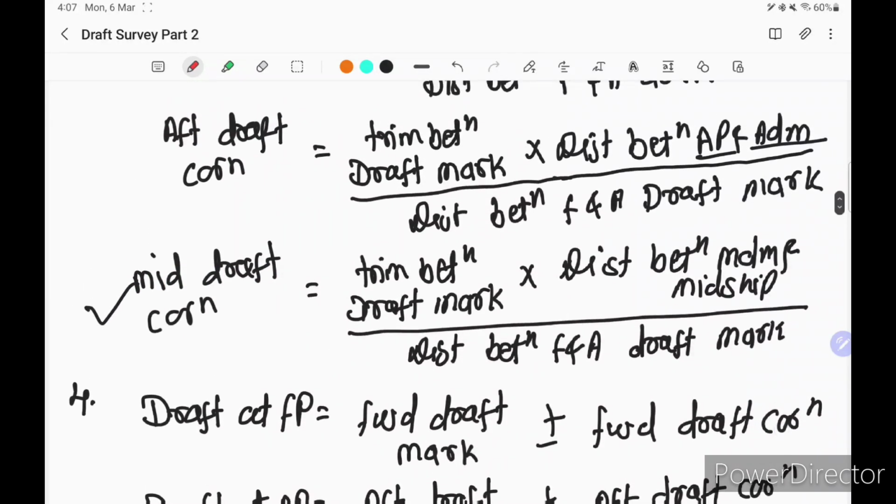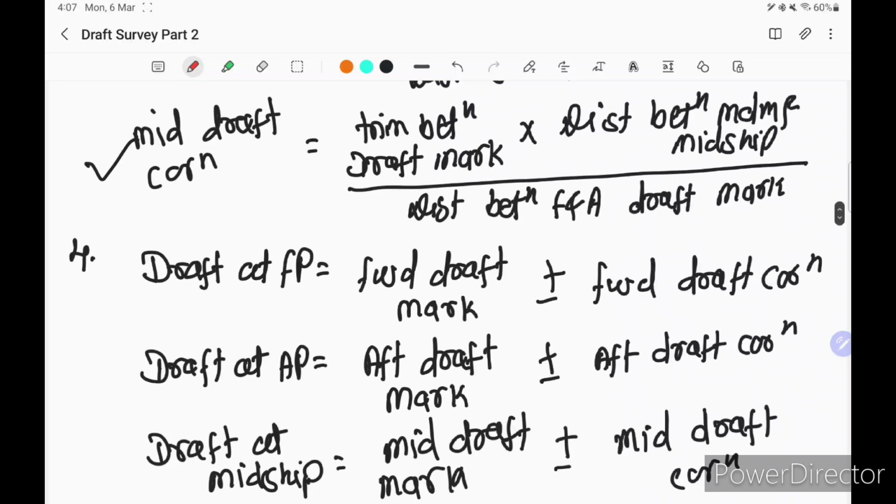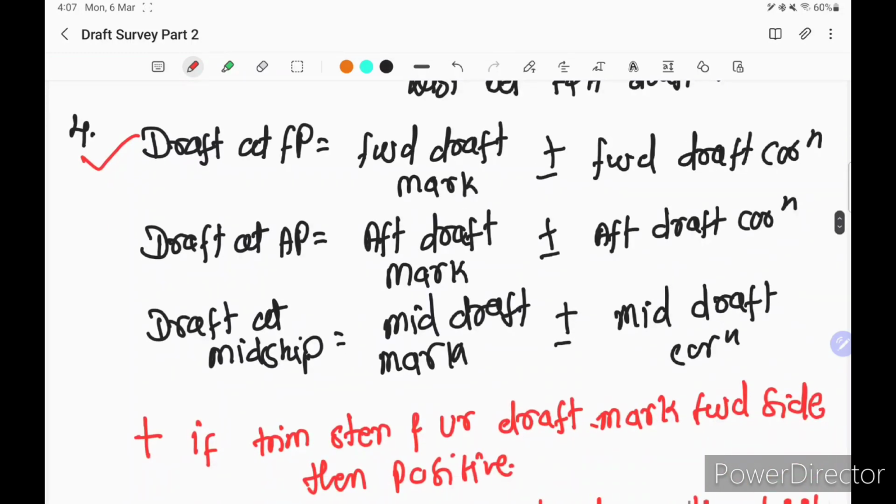Once we get the forward, aft and mid draft corrections, we move to step number 4, draft at perpendiculars. The formula: draft at forward perpendicular is forward draft mark plus or minus forward draft correction, draft at aft perpendicular is aft draft mark plus or minus aft draft correction, draft at midship is mid draft mark plus or minus mid draft correction.